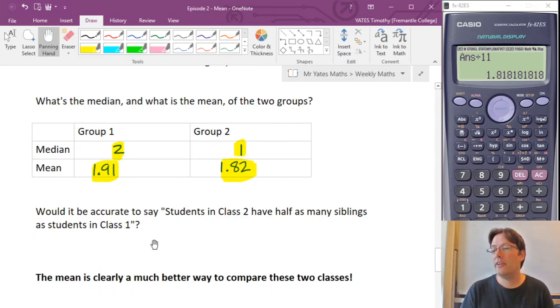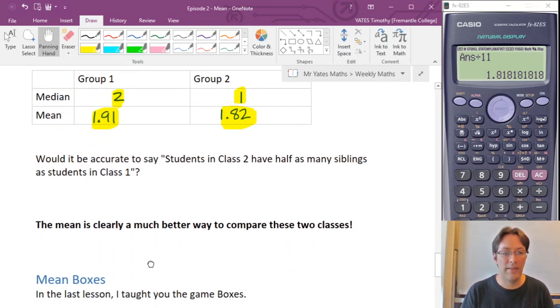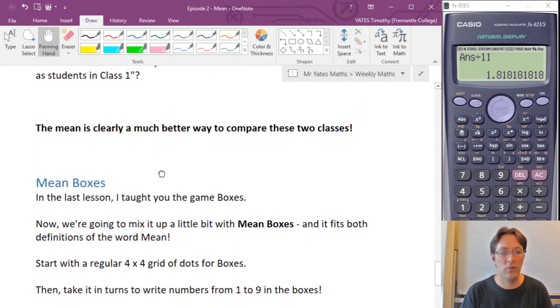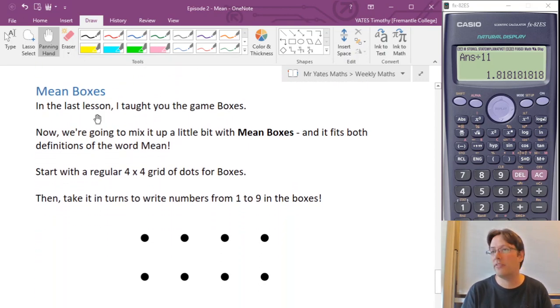So let's get on to our game. And the game we're going to be looking at is one called Mean Boxes. So in the last lesson, I taught you the game Boxes. And now we're going to mix it up a little bit with the game Mean Boxes. And it fits both definitions of the word mean.